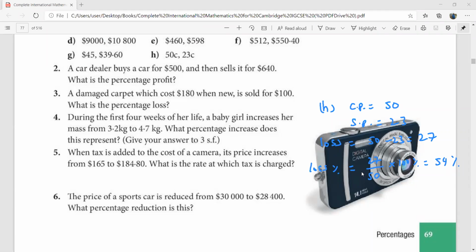Similarly, if you look at this fifth question, it says when tax is added to the cost of a camera, its price increases from 165 to this. So what is the rate at which the tax is charged? You will find the tax first by subtracting these two values. This minus this will give you the tax, and then tax over the original value, times 100%, will give you the rate at which the tax has been charged. That would obviously be in percent.